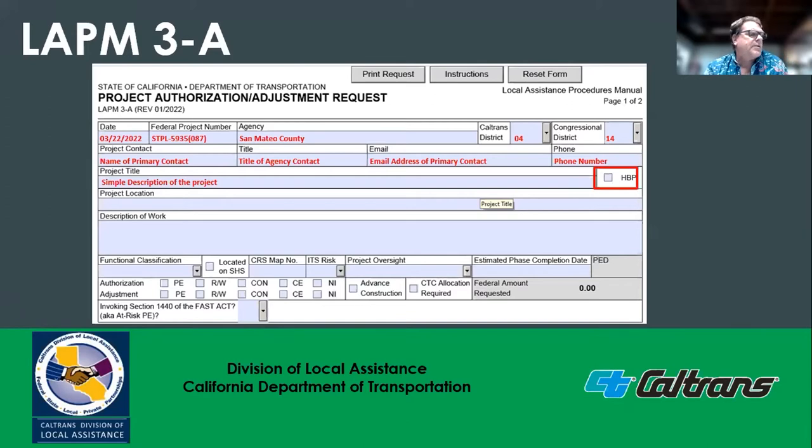If the project involves a bridge, the form will automatically add a section to add bridge numbers. Project location: describe the physical location and limits of the project. Describe the description of work. Describe the major components of work. The project location and scope of work needs to be consistent with the FSTIP. Any work that is not part of the FSTIP is ineligible for federal reimbursement.